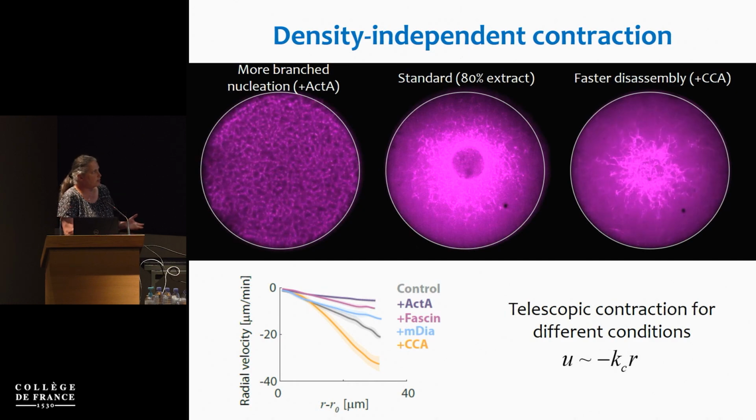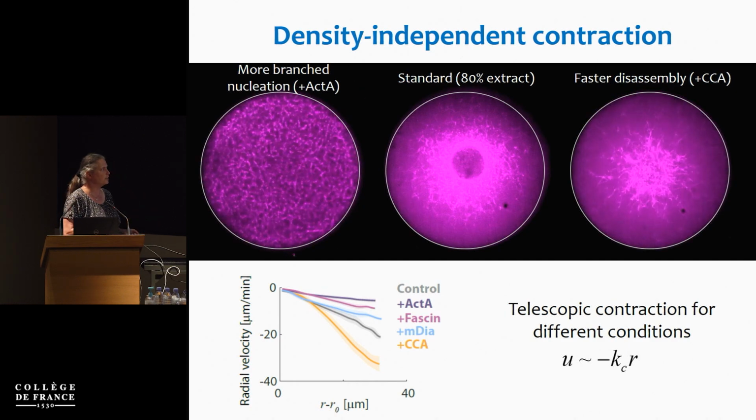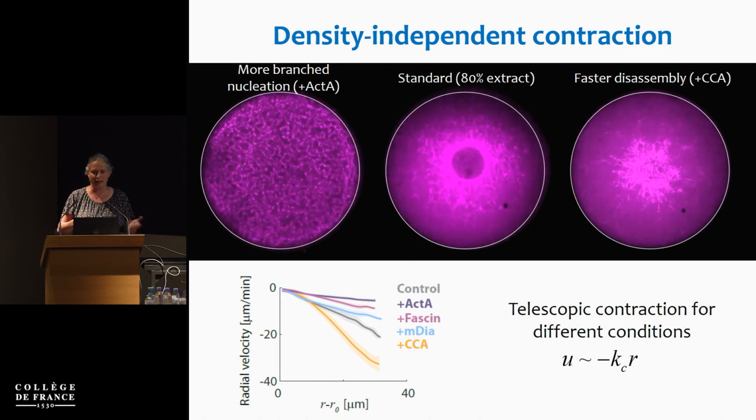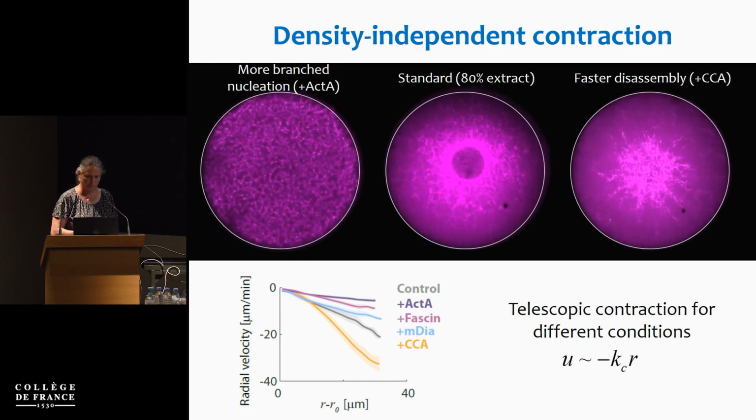And what this means is that under a variety of conditions, basically the driving force for contraction, the myosin-generated forces, and the resistance to contraction, which is primarily the viscosity of the network, scale with each other, leading to this density-independent contraction.